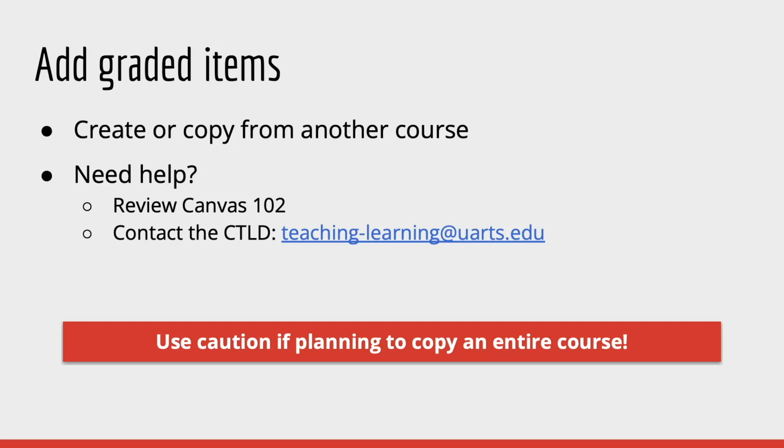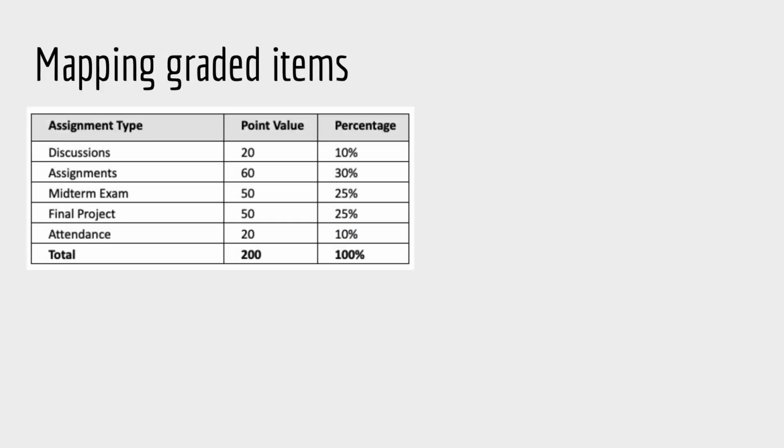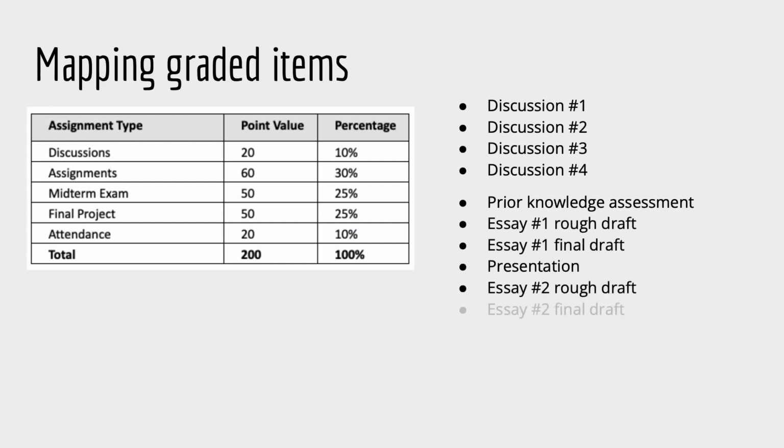It's a good idea to start with the chart of assignment types from your syllabus and use it to create a list of all the graded items in your course. For example, the first category here is discussions. Perhaps there will be 4 of them over the course of the semester. For assignments, maybe you know that there will be 6. Each one will need its own unique title in the gradebook so students know where to submit their work.